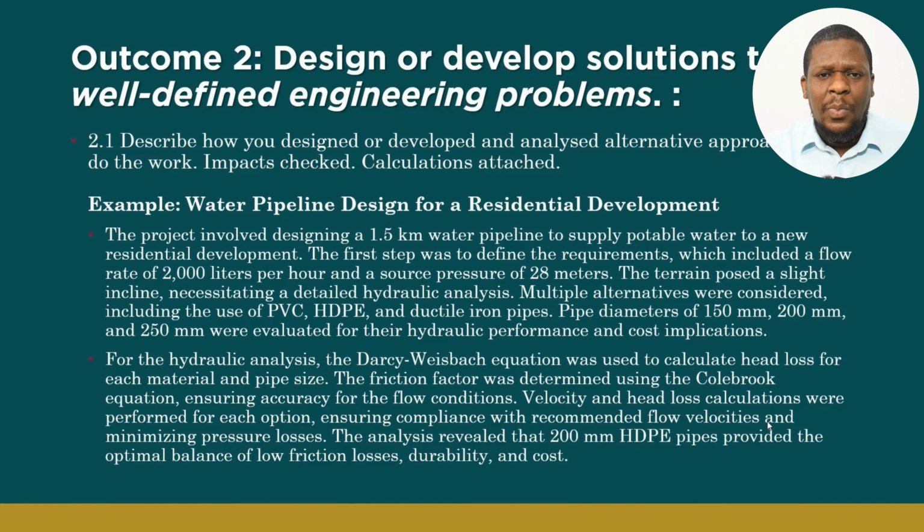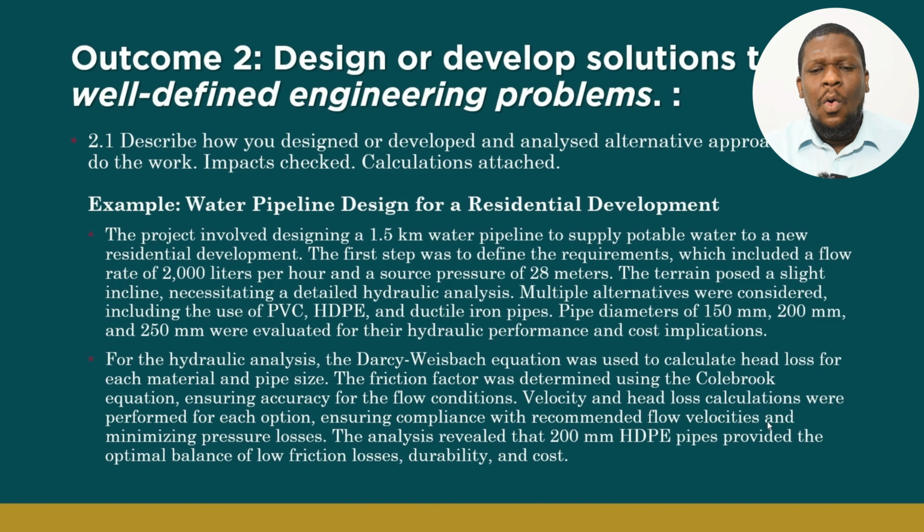Now, let's look at an example to demonstrate competency in this outcome. Let's make reference to a water pipeline designed for a residential development. This project involved designing a 1.5 kilometer water pipeline to supply potable water to a new residential development. You are basically explaining the first step that you followed. The first step was to define the requirements. What were the requirements in terms of this project, which include the flow rate, the source of the pressure, the terrain in terms of hydraulic analysis. It's very important that you look at everything in terms of requirements.